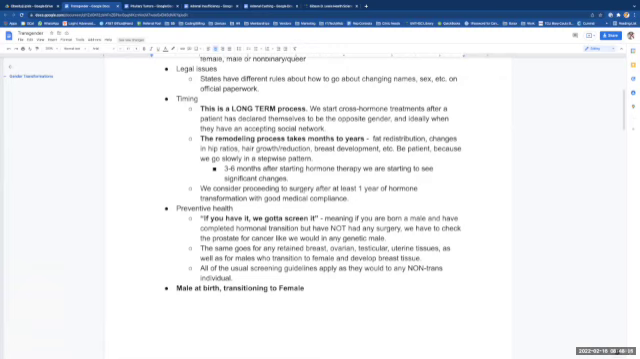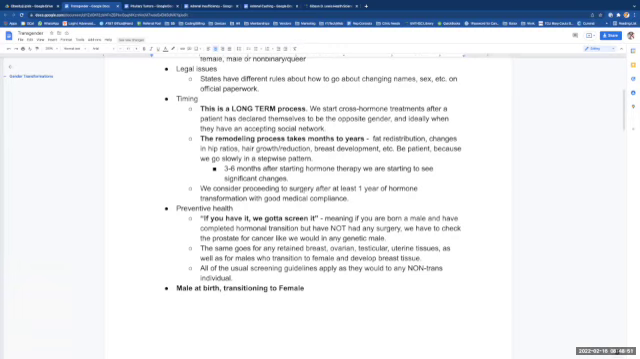Timing. Gender transformation is a long-term process. We start cross-hormone treatments after a patient has declared themselves to be the opposite gender, and ideally, when they have an accepting social network.